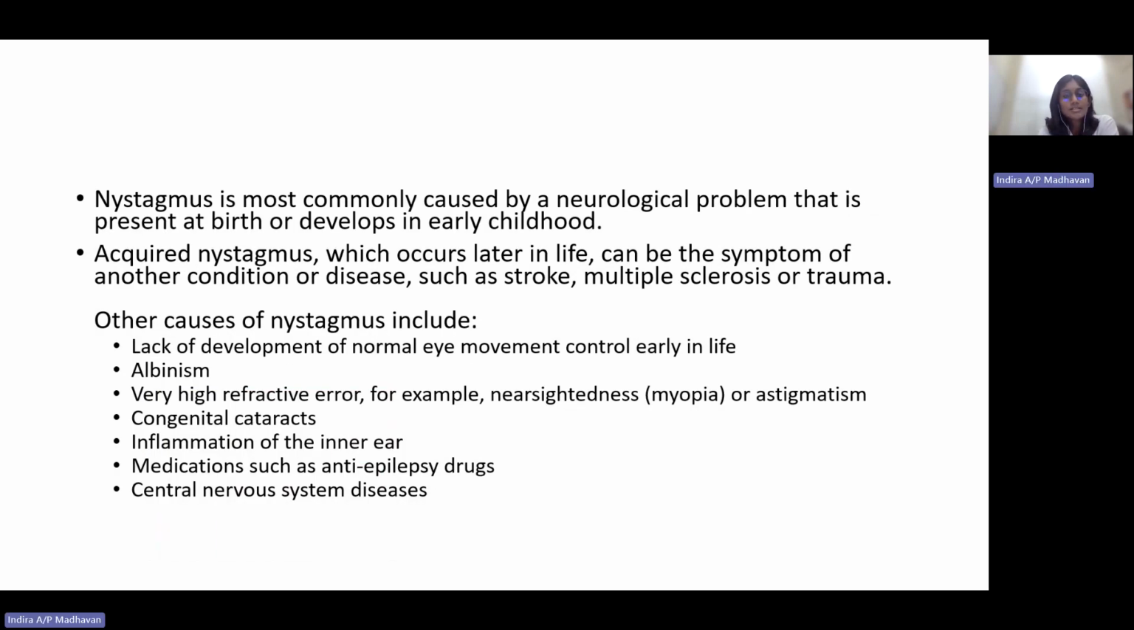It is most commonly caused by a neurological problem that is present at birth or develops in early childhood, or in acquired cases, at any time in life. Other causes include loss of control in early life, albinism, as I mentioned, and very high refractive error.